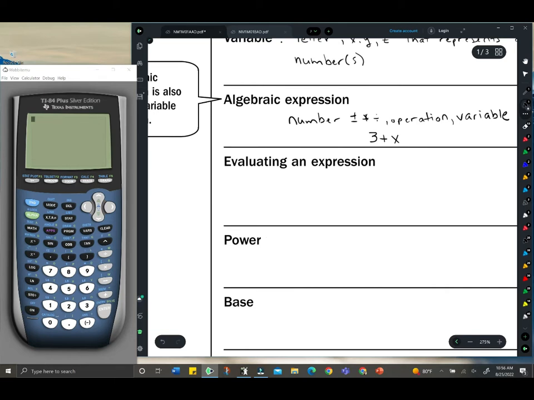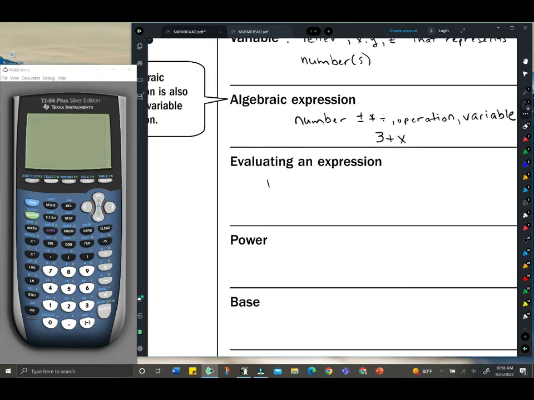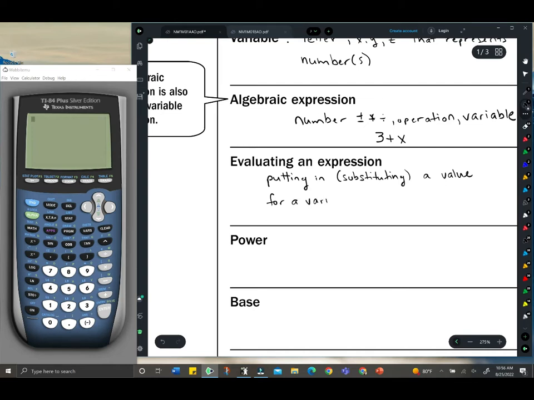Evaluating an expression is simply putting in, or substituting, a value for a variable. And we'll see some examples of this coming up.